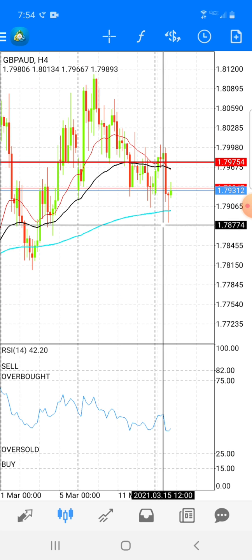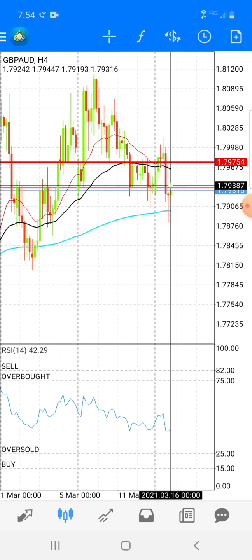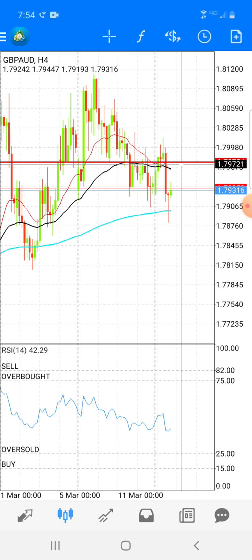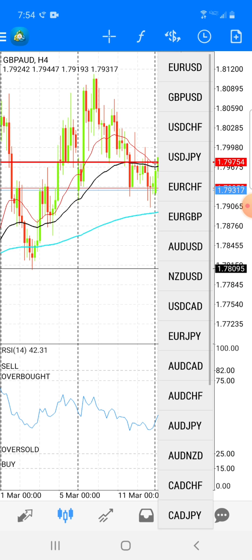So yes, that's a 200 down here. So this is probably going to come here, and then once that 20 EMA crosses, this is going to drop and going to break this 200 and come to the support zone. Okay, let's go to another pair.